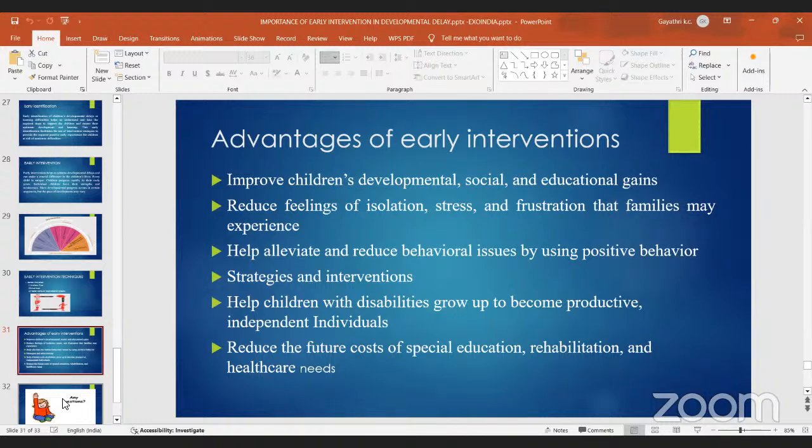Next, the strategies and the interventions help children with disabilities grow up to become productive, independent individuals. Next is to reduce the future cost of special education, rehabilitation, and the healthcare needs. If you're taking care of the baby in the early identification, it will help in the early intervention. If you've given early intervention techniques, the baby will have a nice future. It will help the baby to overcome the problems which they are facing in the future years.